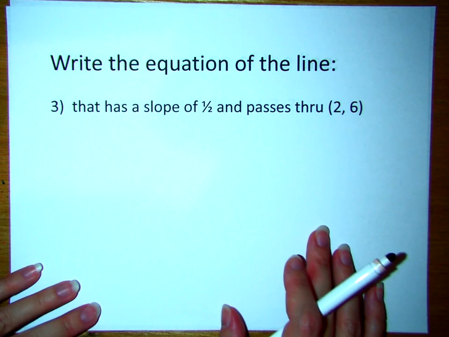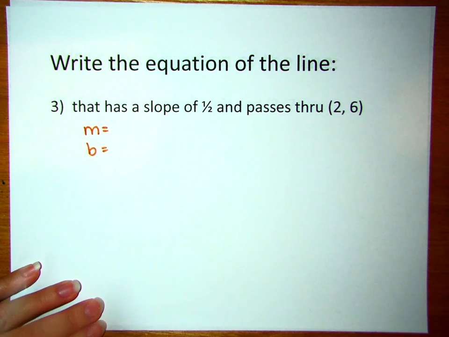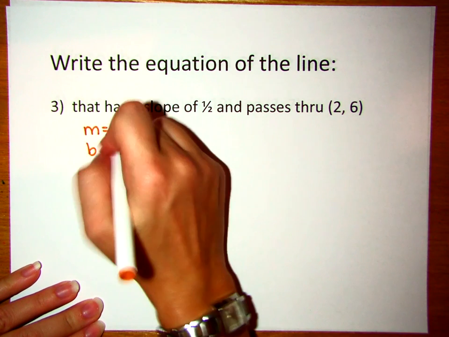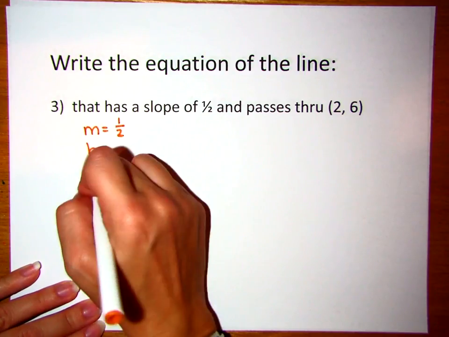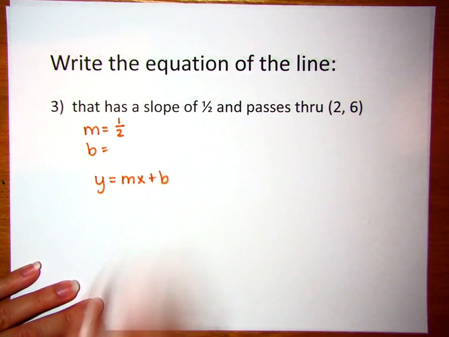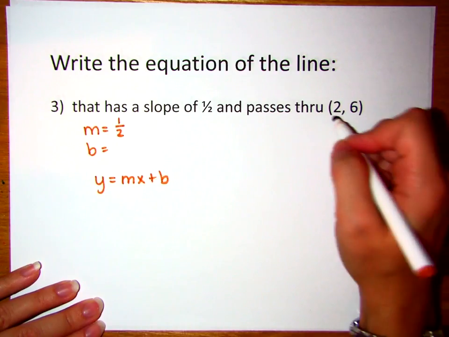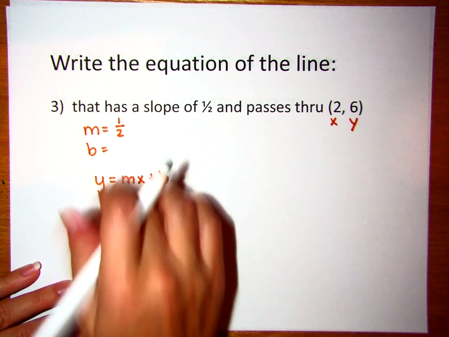When you write the equation of a line, you still just need to know your slope and your y-intercept. In this case, in the problem, we're told that the slope is 1/2. We don't know the y-intercept. So what you need is your slope-intercept form, y equals mx plus b. And they did give me a point, which could be an x and a y that I could plug in temporarily while I plug in a slope of 1/2.